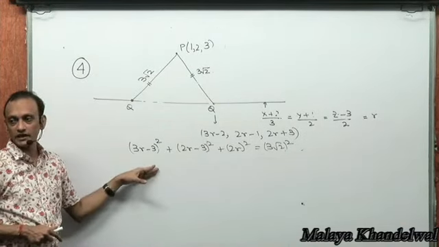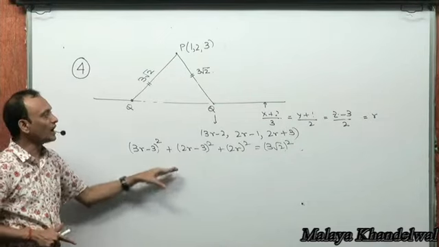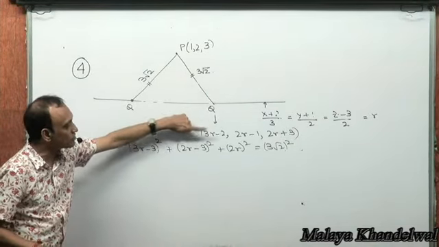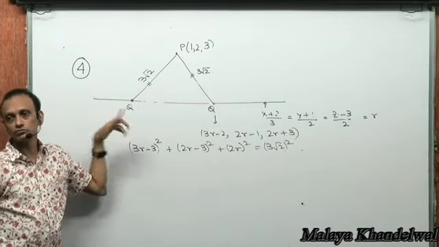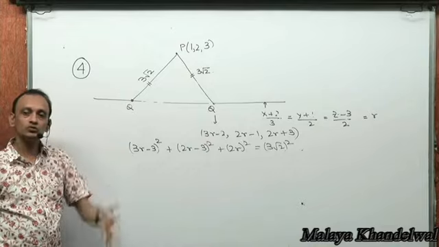You can solve for this quadratic and get two values of r. One r will give me the coordinates of this Q. The other value of r, when plugged into this, will give me the coordinates of the other Q. That is how it happens. Yes or no?